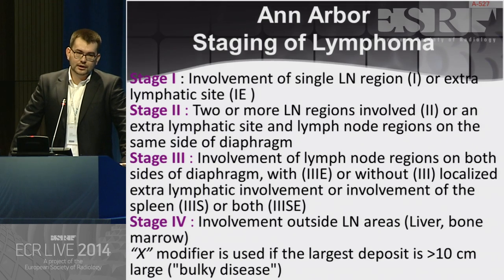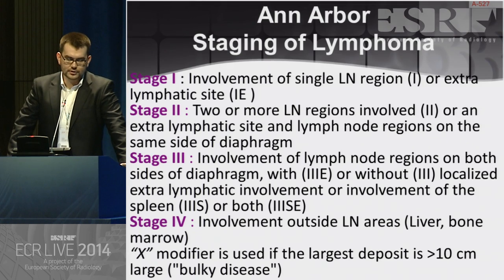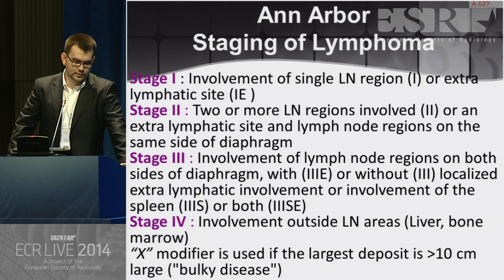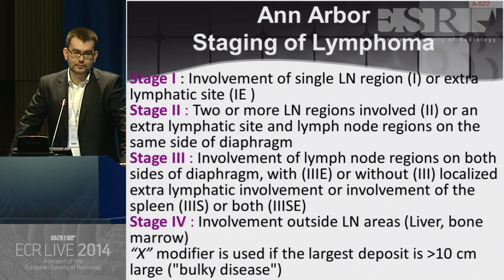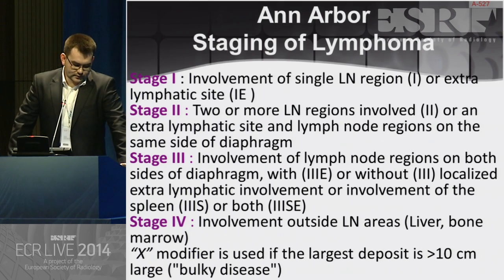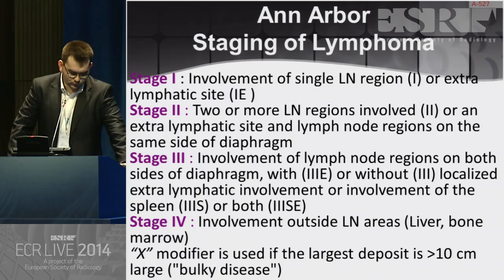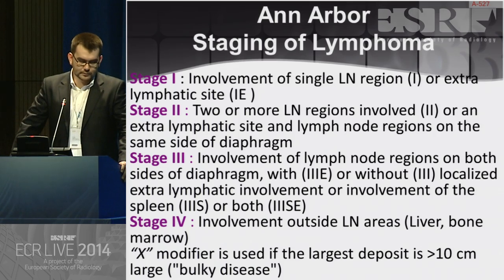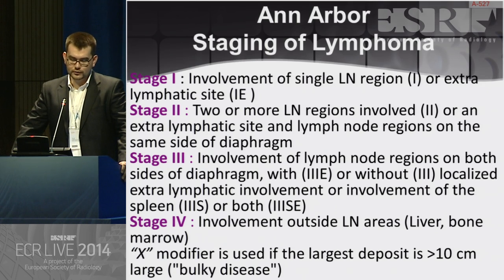The Ann Arbor staging is a staging system for lymphomas, both Hodgkin and non-Hodgkin lymphomas. It was initially developed for Hodgkin lymphoma, but is also used in non-Hodgkin lymphomas. It has roughly the same function as the TNM staging in solid tumors. This classification was developed in 1971 and has four stages.